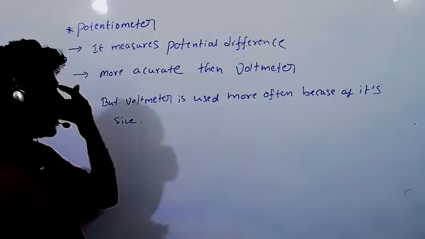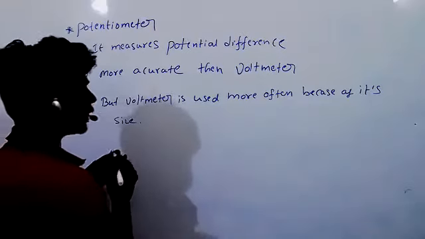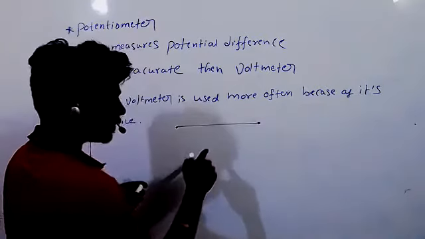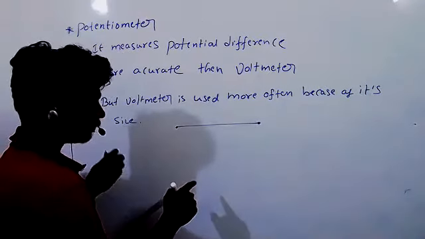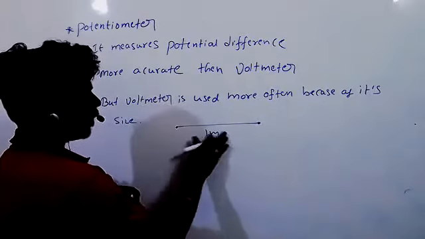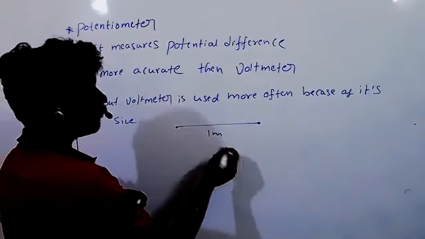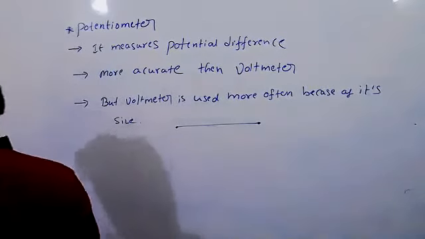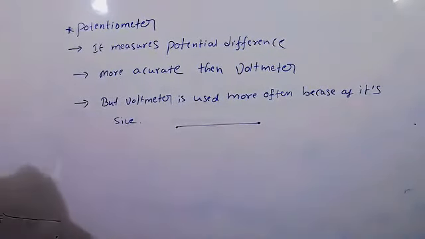When we are talking about the meter bridge, what is the wire length in the meter bridge? 1 meter. That's why we call it a meter bridge. But in the potentiometer, it is not 1 meter, it is a few meters, more than 1, like 2, 3, 4, so many meters. If it is 1 meter, we know that it is a meter bridge. But in the potentiometer, the wire length will be a few meters.